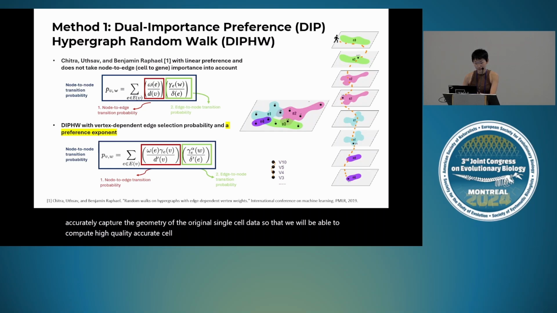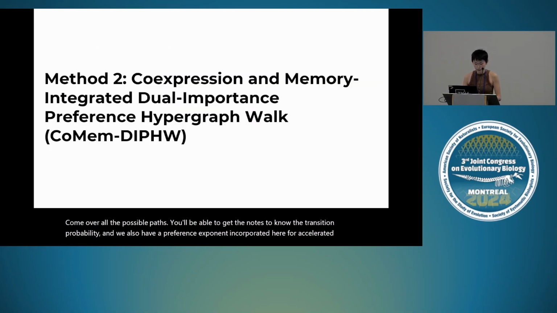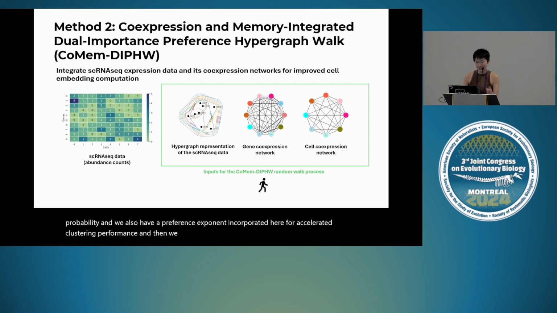So we have the node-to-edge transition probability and edge-to-node transition probability. And then if you sum over all the possible paths, you'll be able to get the node-to-node transition probability. And we also have a preference exponent incorporated here for accelerated clustering performance. And then we also have a second method, which is going to incorporate the previously mentioned method with the memory mechanism.